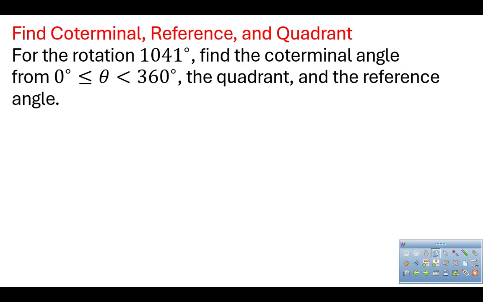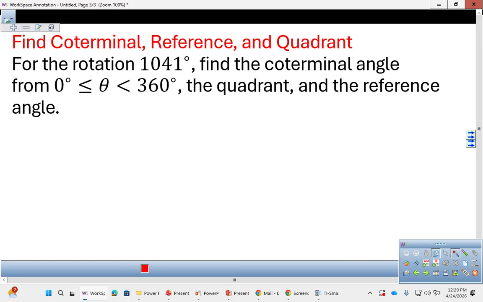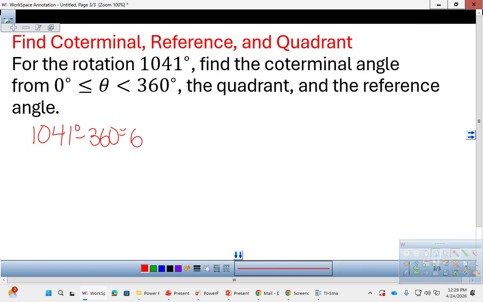Right. The next category is find the coterminal, reference, and quadrants. So I'm starting with the angle 1041. And that angle is bigger than 360. So I'm going to subtract 360 from that. And that gets me at 681 degrees. But again, that's still bigger than 360. So I'm going to subtract 360 again. And that puts me at 321 degrees. So this is my coterminal angle. This is an angle from 0 to 360.